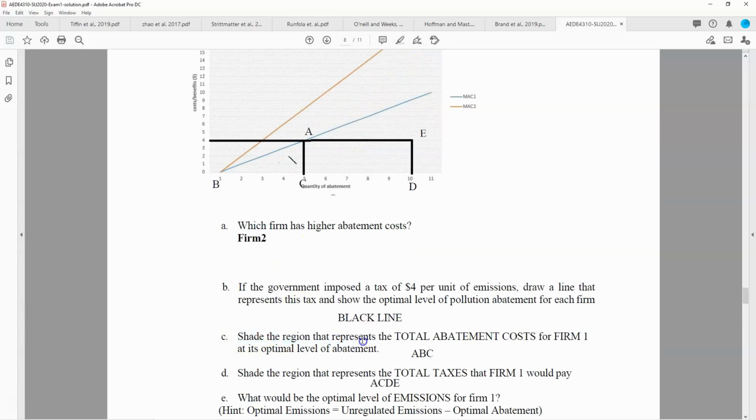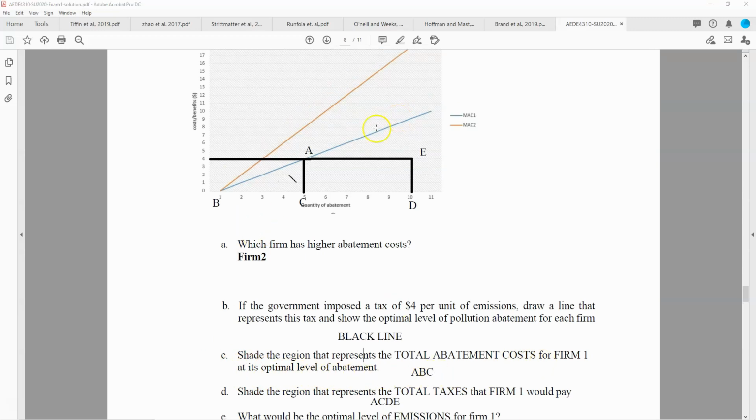And shade the area that represents the total abatement costs for firm 1 at its optimal level of abatement. So we are talking about the firm 1, so we need to focus on the blue line. The intersection of this blue line and the dark line is A, means A is the optimal level decided by those two lines. The corresponding quantity is the pollution abatement for firm 1, which is exactly 5. And that means the area under the marginal abatement cost curve, but above the x-axis is the total abatement cost, and the area below the tax but above the x-axis is the total tax that firm 1 has to pay.